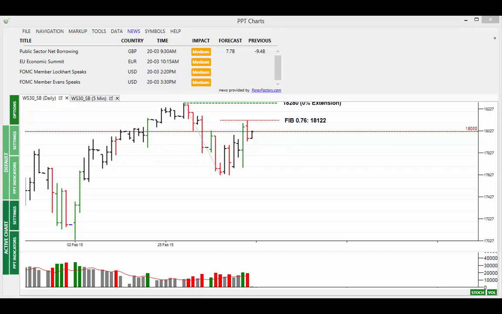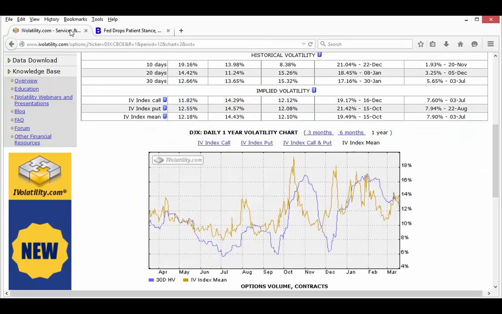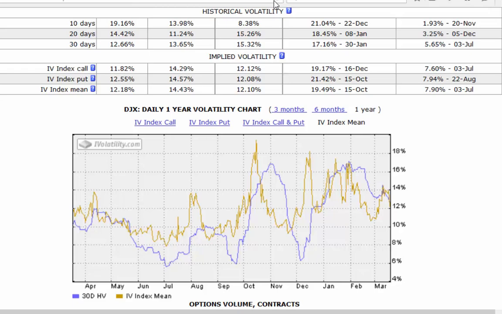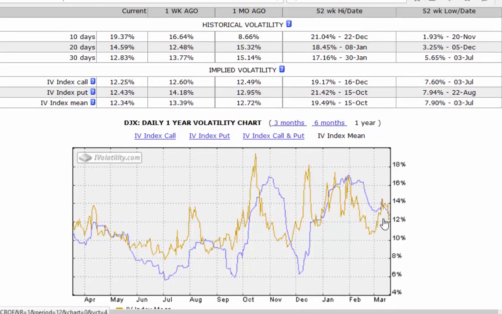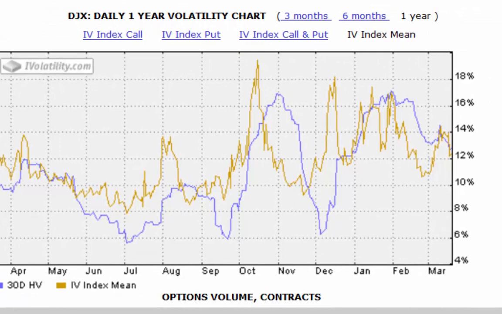And finally, let's just have a quick look at the implied volatility. Let's just refresh this from yesterday, 12.18 yesterday, and we're down at 12.34, just up slightly on Wednesday's session there, because obviously the market moved lower in the first hour during yesterday.